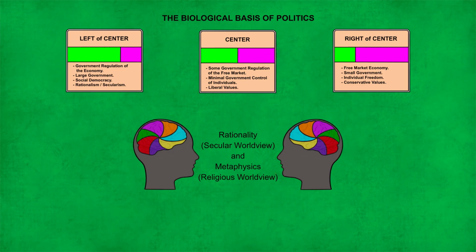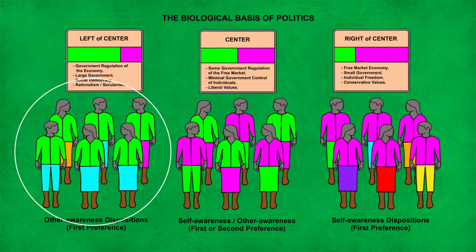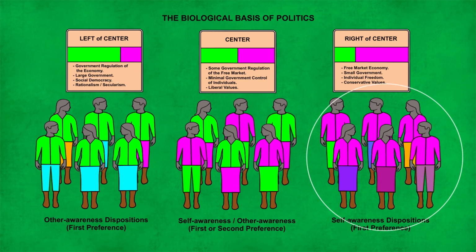A preference for rationality usually manifests as a secular worldview, and a preference for metaphysics manifests as a religious worldview. And these perspectives, in turn, influence the way an individual votes. Statistically speaking, people on the left of politics tend to have a secular worldview, and those on the right a religious one.